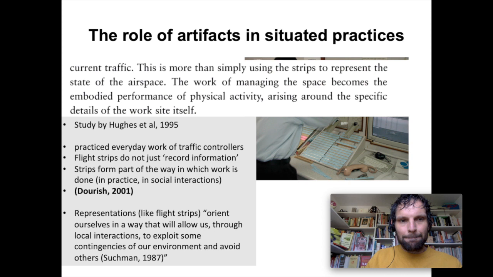So what Paul Doris is saying is more than just using strips to represent the state of the airspace, right? Because that got represented in the digital system. But the work of managing the space becomes the embodied performance of physical activity arising around the specific details of the worksite itself. And Lucy Suchman, for example, said representations, like flight strips, are external representations, right? But they orient ourselves in a way that will allow us, through local interactions, to exploit some contingencies of the environment and avoid others.